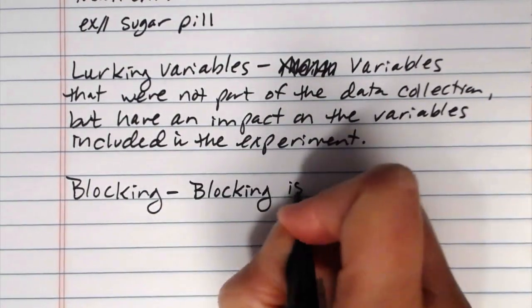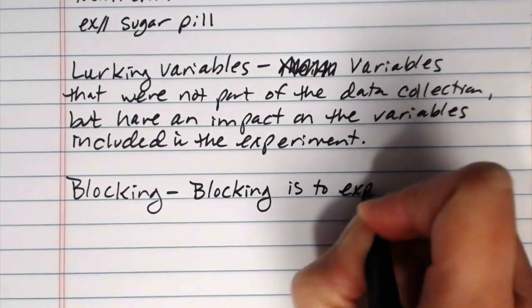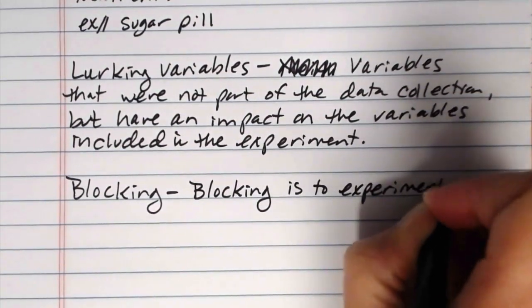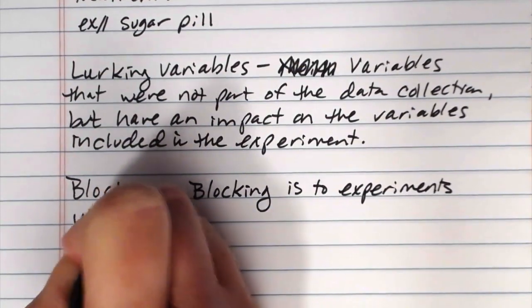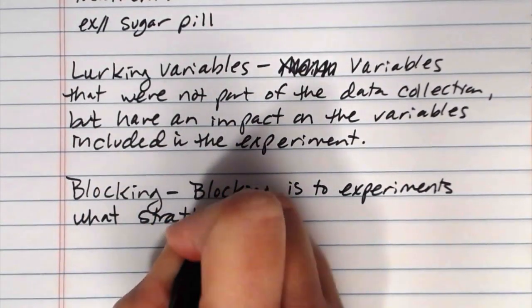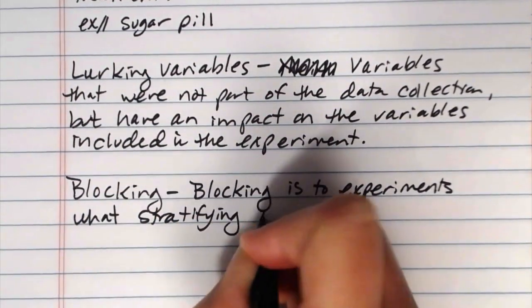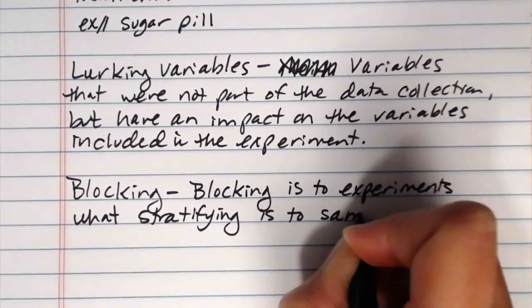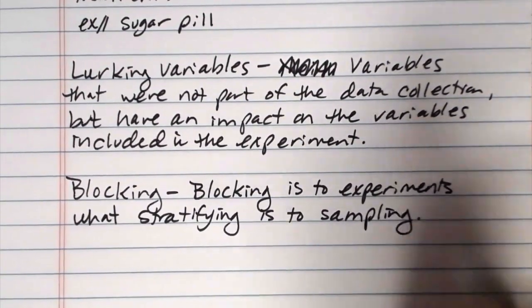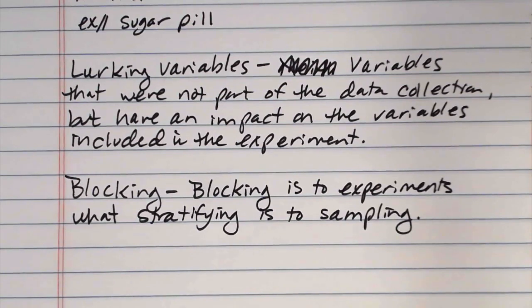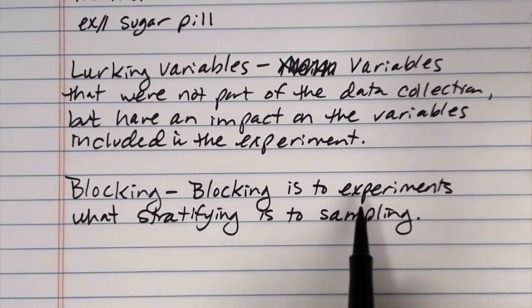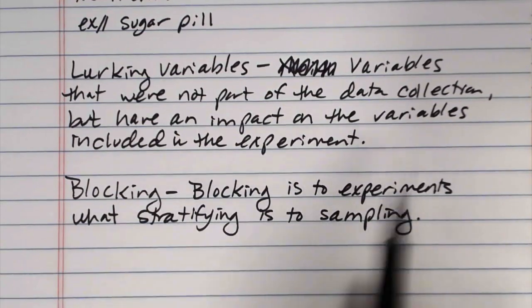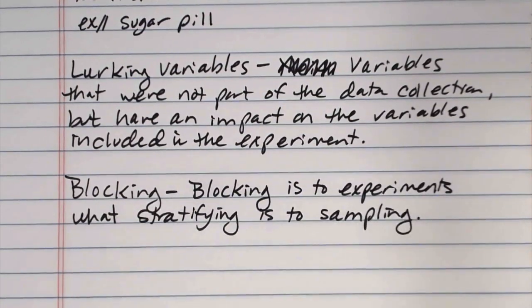So blocking is to experiments what stratifying is to sampling. Okay, blocking is the same thing as stratifying. It's just that when you're creating a sample, you call it stratifying. When you're doing it in an experiment, you call it blocking.